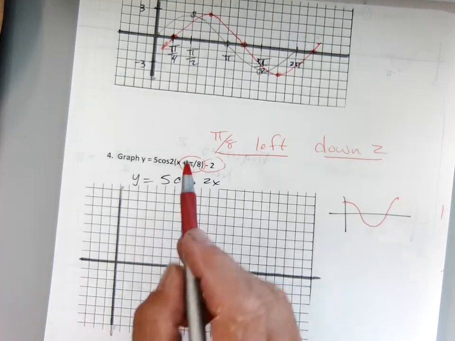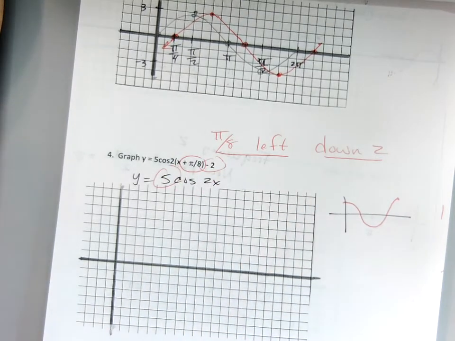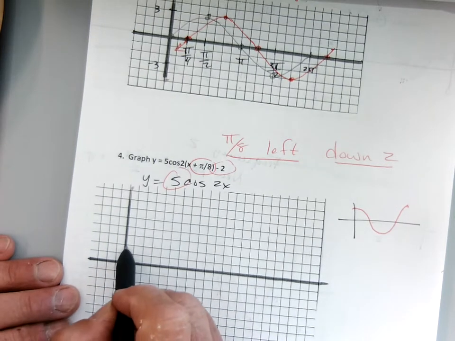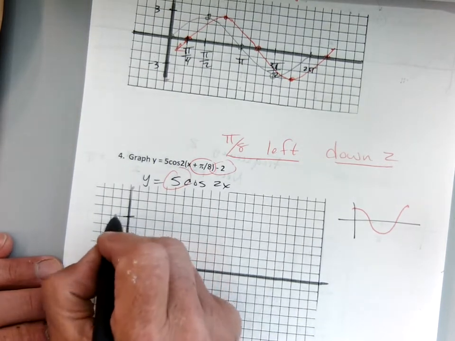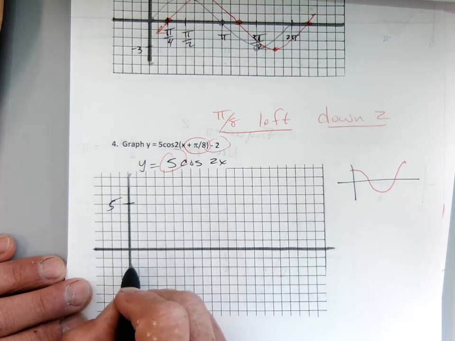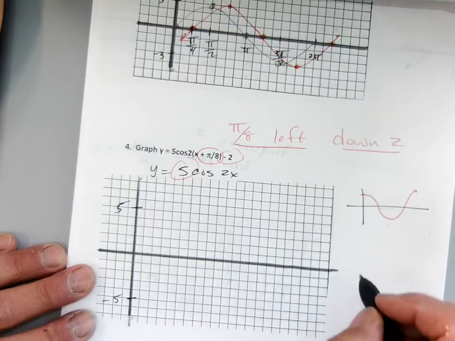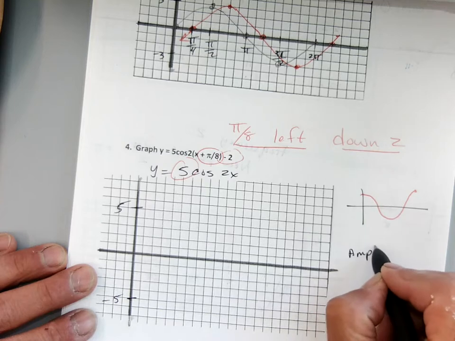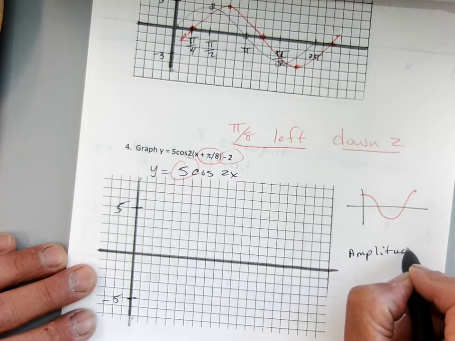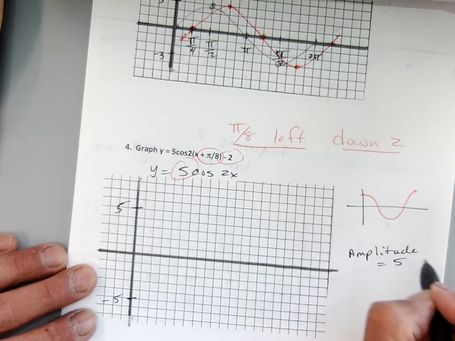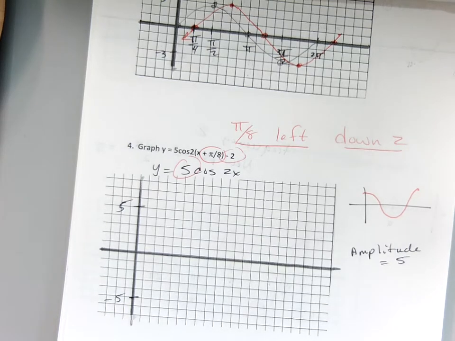It's going to have an amplitude of 5, right? So I'm going to go up to 1, 2, 3, 4, 5, and 1, 2, 3, 4, 5, negative 5. Okay, so I know the amplitude is equal to 5. I also have a frequency of 2, so I need 2 curves.